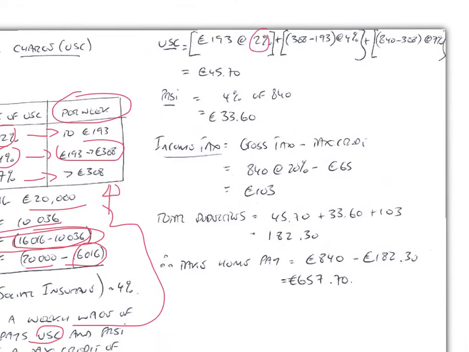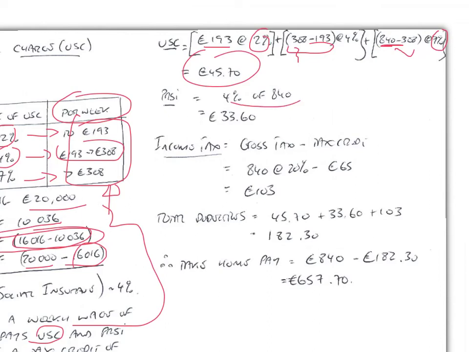He'll pay 2% up to 193 euros. That's from the table here. He'll pay 4% on this difference here, and he earns more than 388, so he'll have to pay a further 7% on the difference between 388 and what he earns, 840. And that gives us 245.70. It's in the book. You can look it up and check it for yourself or whatever.